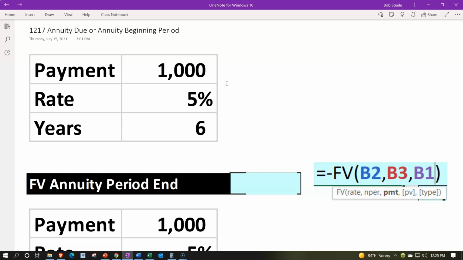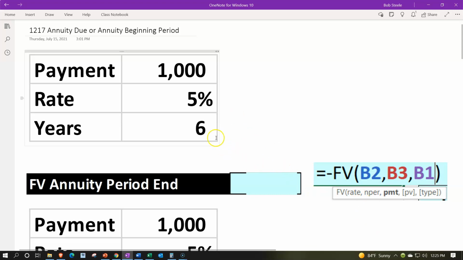So we've got the payment of $1,000, the rate of 5%, and the years are going to be 6. If we did a future value of annuity at the period end, meaning payments happen at the end of each of the 6 years in this case, then that would be a normal type of annuity. The Excel function would look something like this: equals negative future value of the rate. The rate would be the 5%, comma, the number of periods.